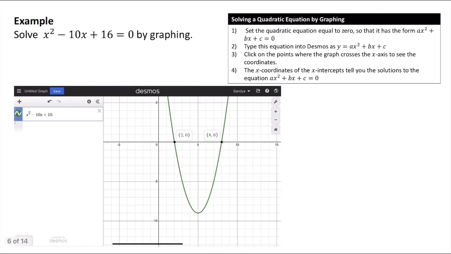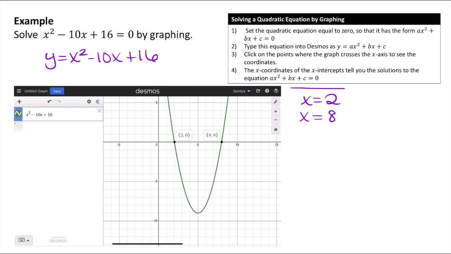So to do this, I'm going to go to Desmos and I'm going to enter this as y equals x squared minus 10x plus 16. And then to find the solutions, I'm going to look for the x-intercepts of this graph. So remember, the x-intercepts occur where the graph crosses the x-axis. This graph crosses the x-axis twice. It crosses at (2, 0) and (8, 0). So that means that this quadratic equation has two solutions, x equals 2 and x equals 8.